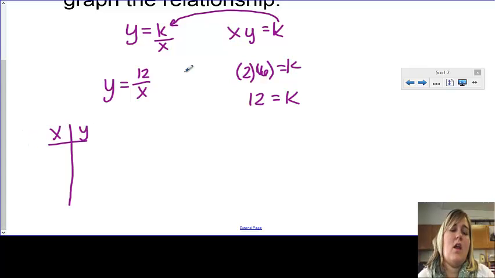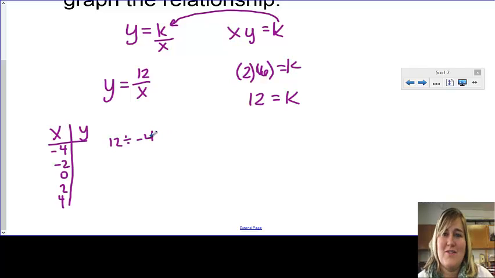Okay, and I'm going to use numbers that I know will divide evenly into 12, so that it'll graph nicely. So I'm going to use -4, -2, 0, 2, and 4. Okay, so if I put -4 in here, that means I have 12 divided by -4 gives me a -3.